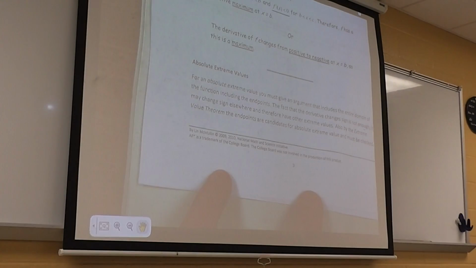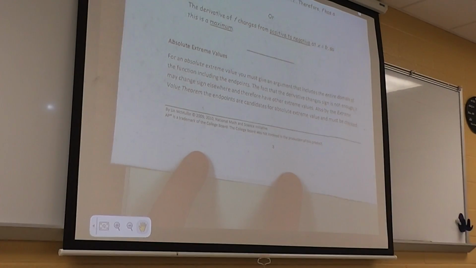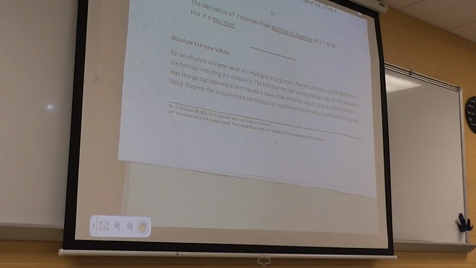So at the bottom of this page, you'll see absolute extreme values. For an absolute extrema, you must give an argument that includes the entire domain of the function, including the endpoints. So we have to look at the left endpoint and the right endpoint of a closed interval. Absolute extremas will occur on closed intervals only.